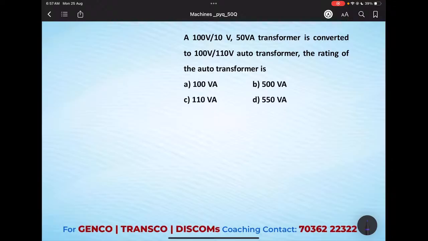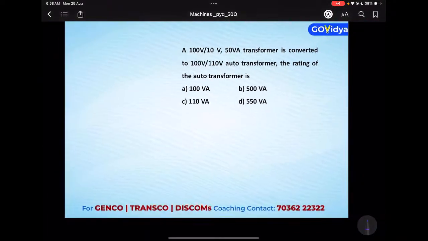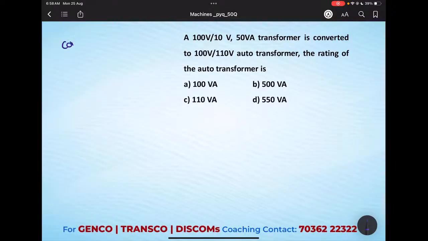The next question is about a 100 volt by 110 volt 50 VA transformer converted to a 100 volt 110 volt auto transformer. The rating of the auto transformer is, what are they telling? By reading the question we need to identify the concept. The concept is about rating of auto transformer.